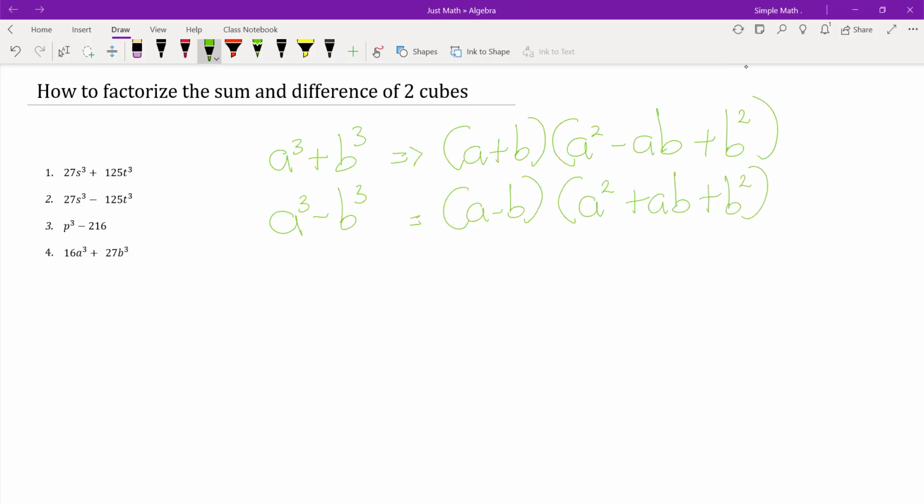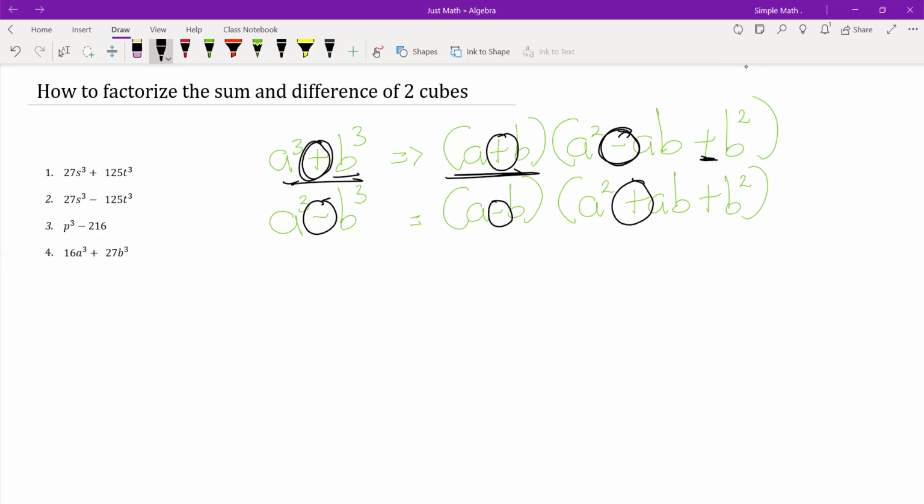One of the ways I used to remember is that if I want to factorize a cube plus b cube, I know the first bracket is going to have the same sign. You can see this is a plus and this is also a plus. This is a minus and this is also a minus. So I already know the first sign is just going to be a plus b or a minus b. And then for the next bracket, the middle sign is going to be the opposite. You can see this is a minus and here this is a plus. And the last sign is always a plus.